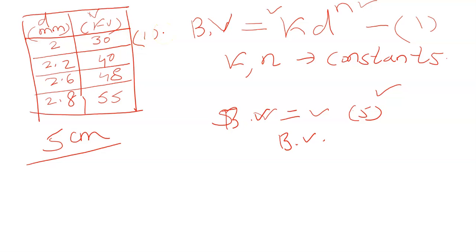Usually we take the first observation and proceed further. What is the breakdown voltage? Just substitute the values: breakdown voltage is 30, equal to constant K times gap distance 2 raised to n. This is equation 1. For the second equation, you will not consider the second observation but the third observation, because the observations should be far apart. If you take the immediate one, there is less variation and your values will be different. So it is the usual practice to take alternating readings.